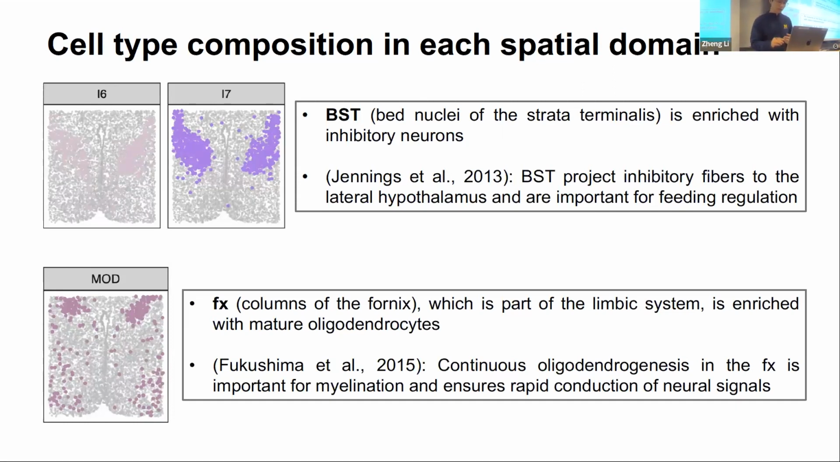And similarly, this FX region, or columns of the fornix, is a part of the limbic system and enriched with mature oligodendrocytes. This is also consistent with previous research that continuous oligodendrogenesis in the FX is important for myelination and ensures rapid conduction of neural signals.